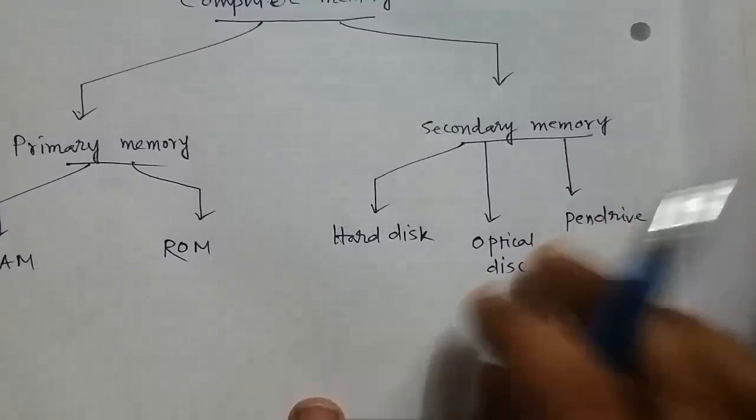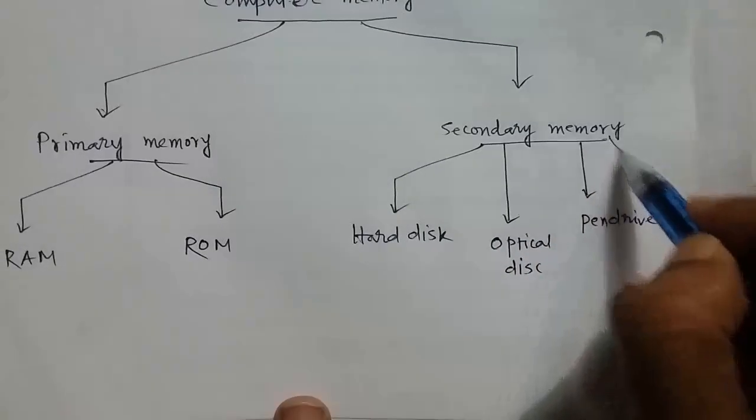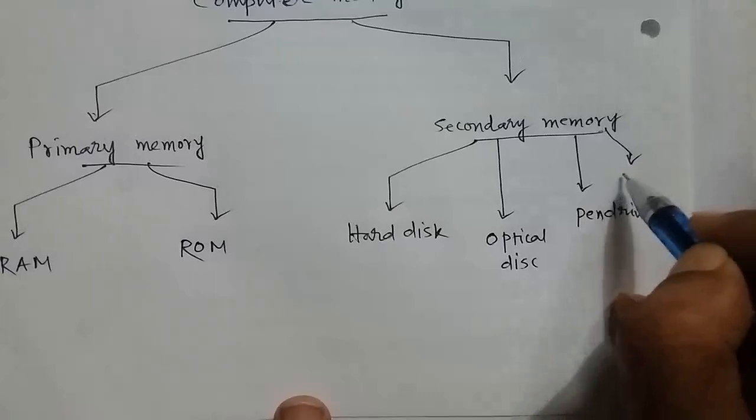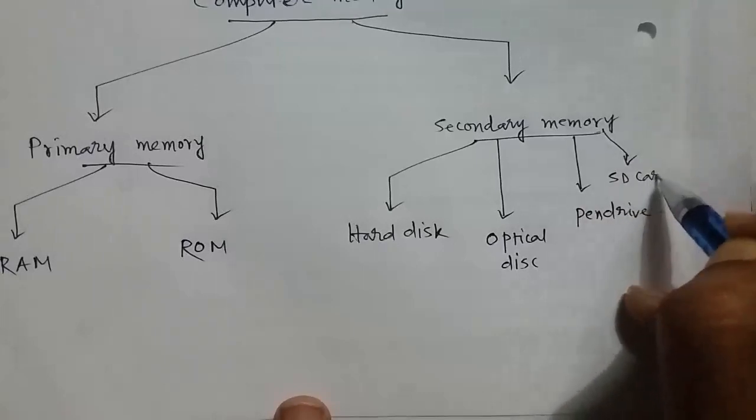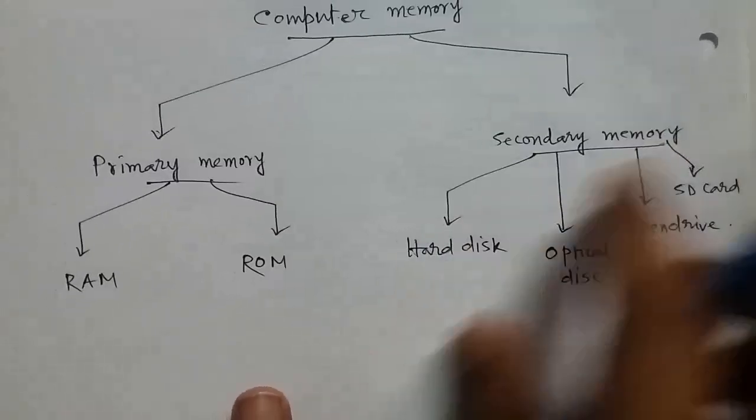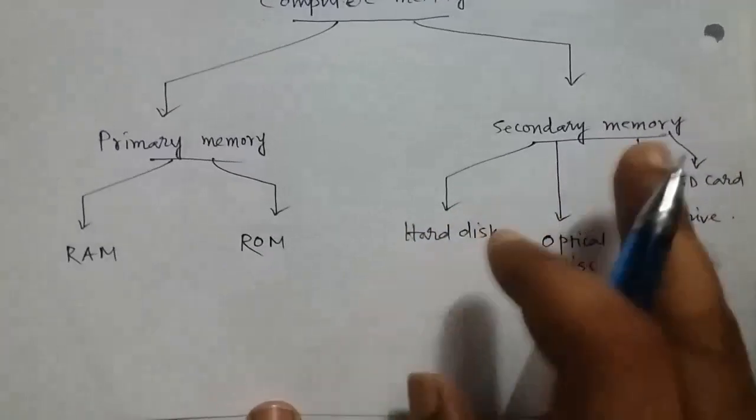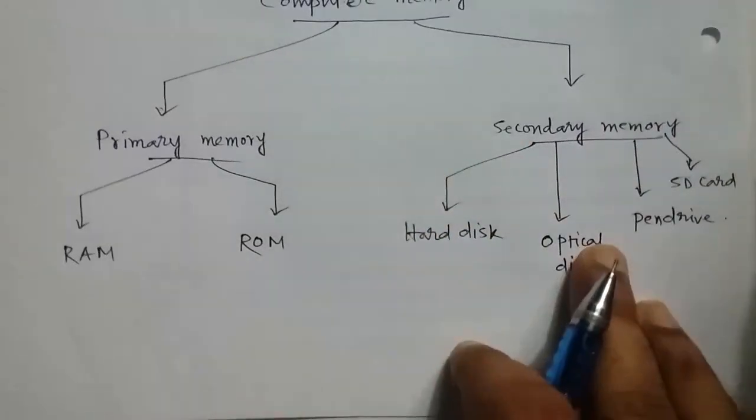Okay, next you can write SD card, that is also a secondary memory. So secondary memory can be of many types. We will discuss later in this chapter.